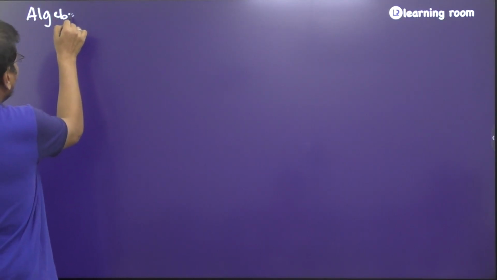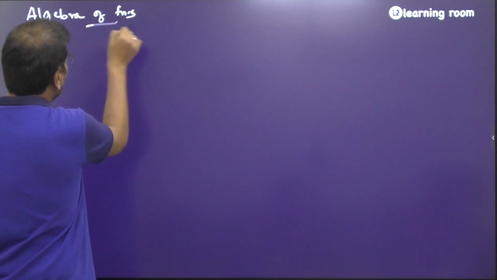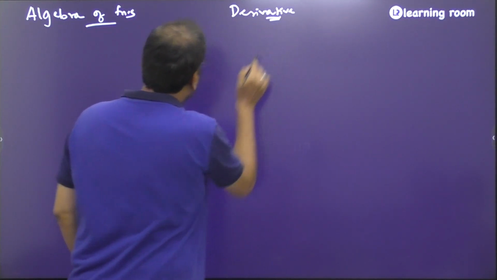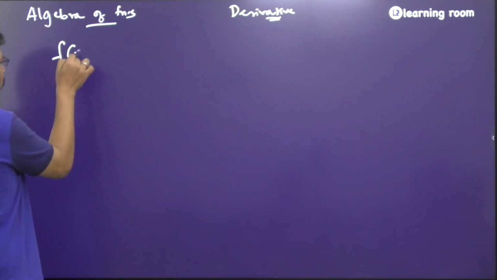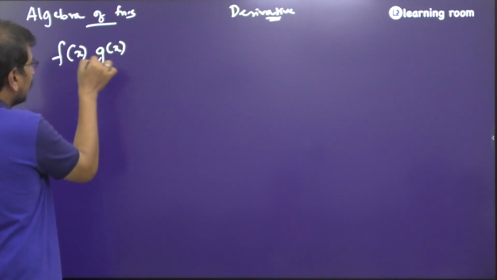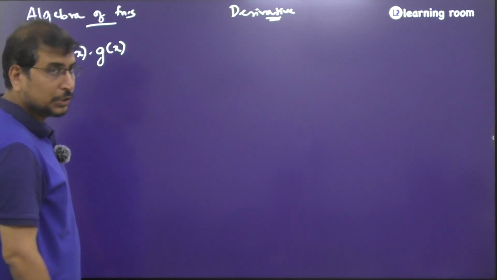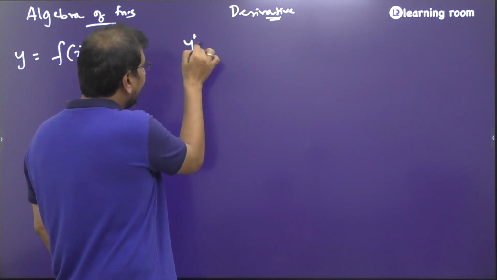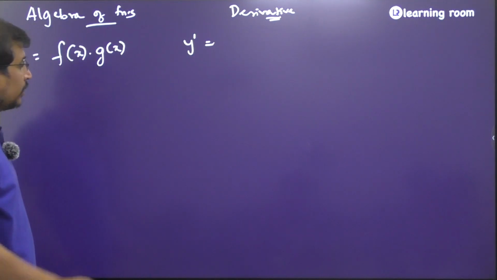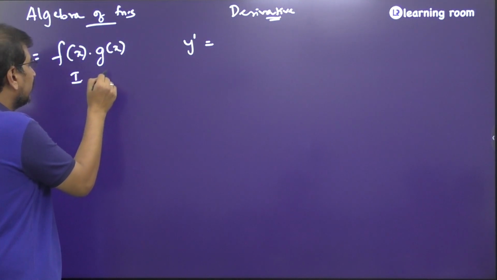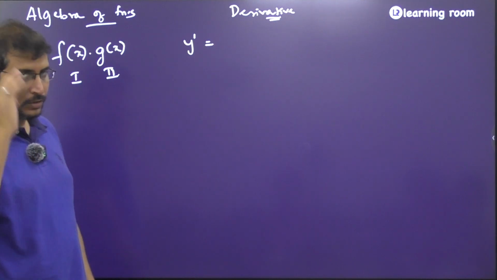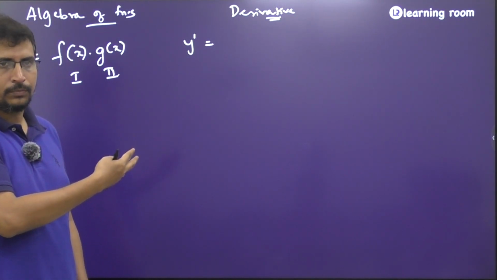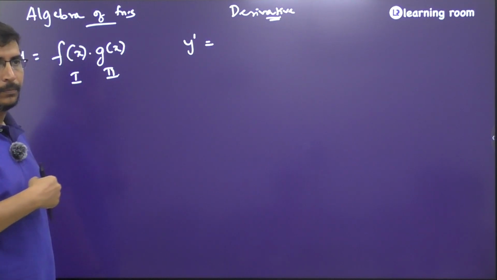The next algebra of functions, and the derivative here, I can have the product of two functions, f of x into g of x. If I call this y, then y dash is written as, see, generally you write it like this. Listen to this. This is first function, second function. This is what we do in our mind. There are multiple ways in which it is given in books. Some books will give you as u into v.